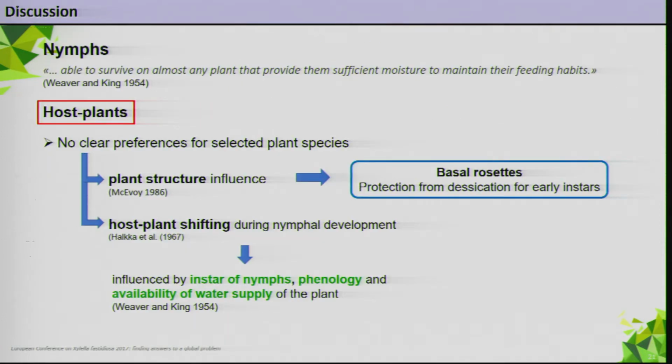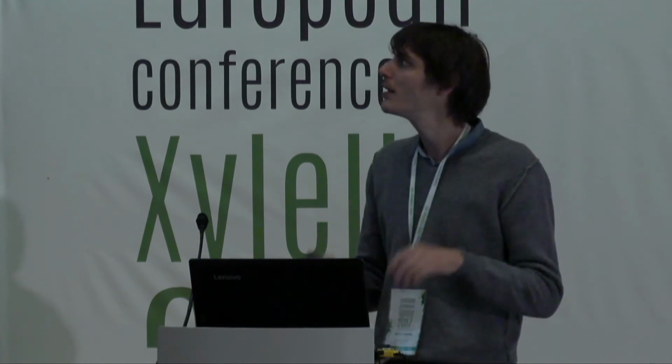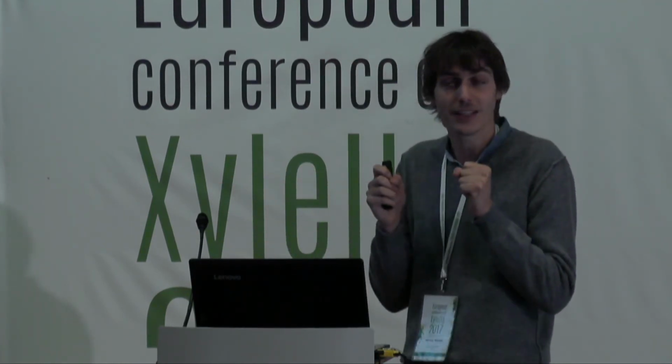So, summarizing these preliminary results shown before, we quite agree with Weaver and King, who already more than 60 years ago were saying that they are able to survive on almost any plants that provide them sufficient moisture to maintain their feeding habits. Indeed, we found no clear preference for specific plant species, but instead an important influence of plant structure, especially, as I said before, basal rosettes that probably give protection with an optimal micro-niche environment for temperature and especially for humidity for these delicate early instars.